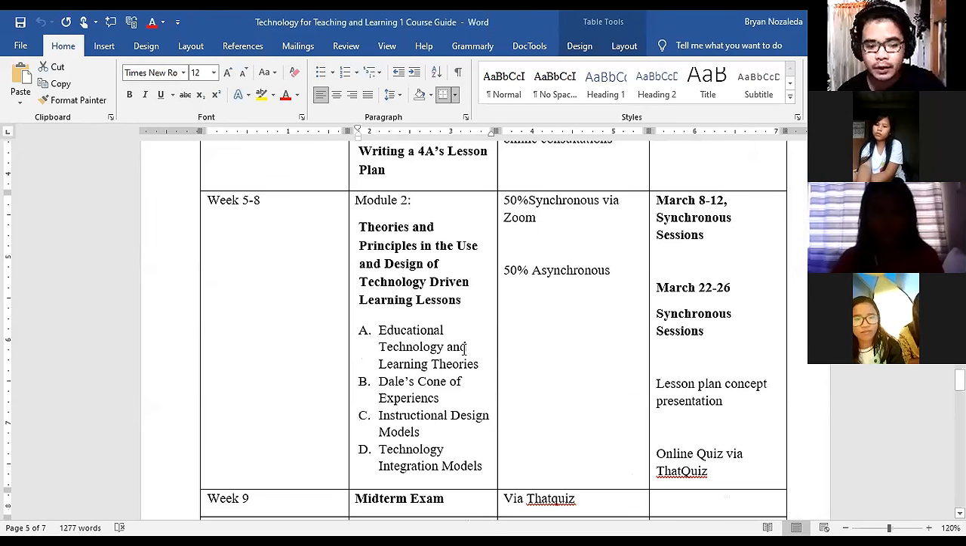educational technology. In the first week, we will be focusing our attention on educational technology and learning theories. What are the different learning theories in educational technology, like constructivism, progressivism, behaviorism, connectivism? Those we'll be discussing on week 5. On week 6, we'll have Dale's Cone of Experience. On week 7, we'll have instructional design models, and on week 8, we'll have technology integration models.